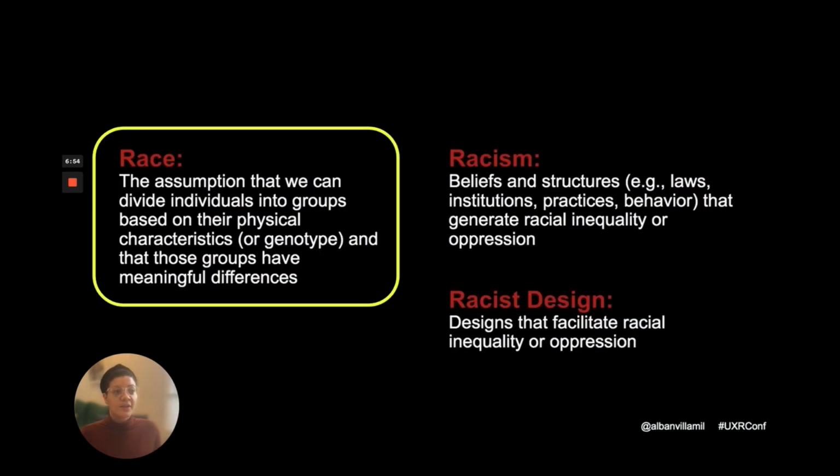I want to point out CDC's problematic use of the word race, and special thanks for this slide goes to Alba Villamil, a user researcher whose work explores the intersection of design and social impact. So race is the assumption that we can divide individuals into groups based on their physical characteristics or genotype, and that those groups have meaningful differences.